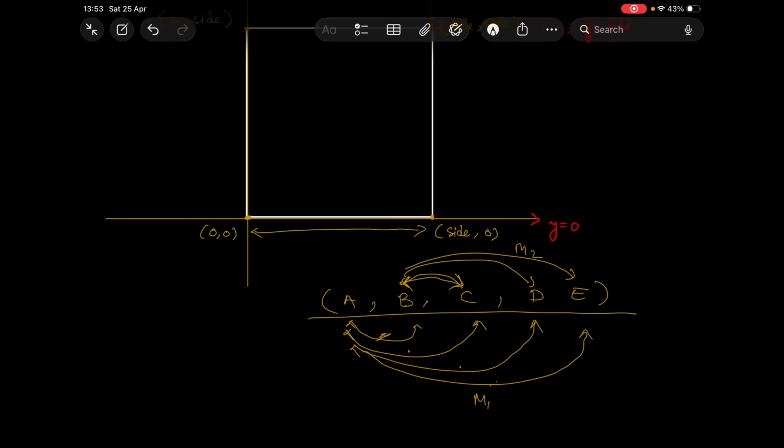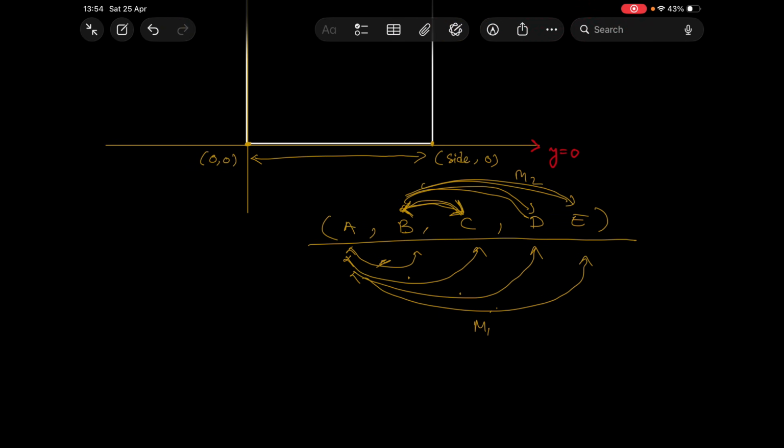Manhattan distance we are discussing. So this is one distance, this is another distance, and this is another distance. Among all these distances, it is M2. Similarly, the minimum from point A to other points is M1, the minimum from point B to other points is M2, and so on, right? So altogether, the max of M1, M2, up to M5. This is our answer that we have to return.